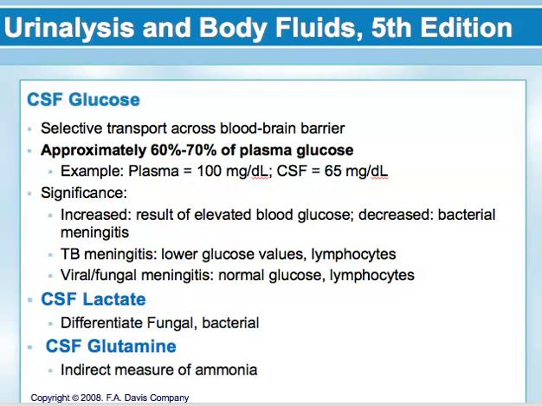If it's markedly decreased with increased white cell counts with a predominance of neutrophils, this indicates bacterial meningitis. If the white cells are lymphs, tubercular meningitis is suspected. If you've got a normal glucose with increased lymphs, then viral is more likely.